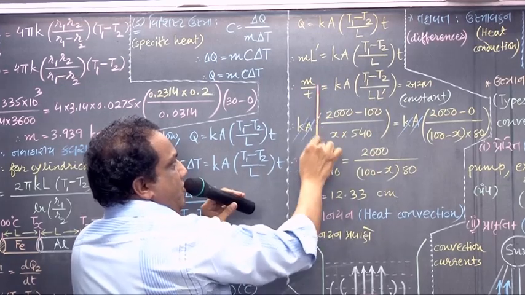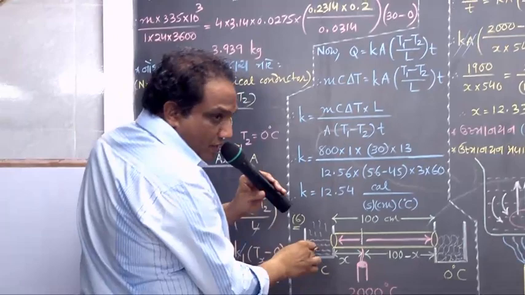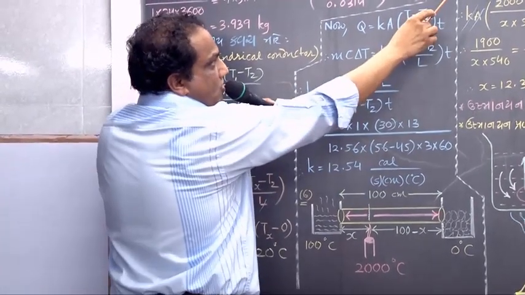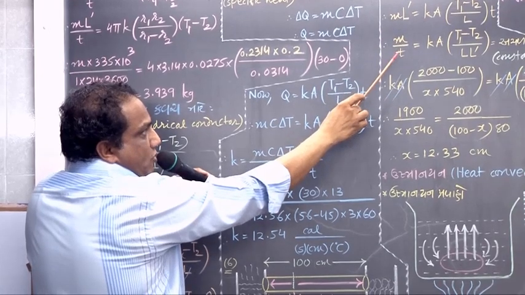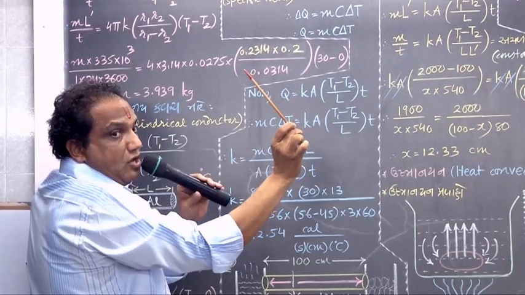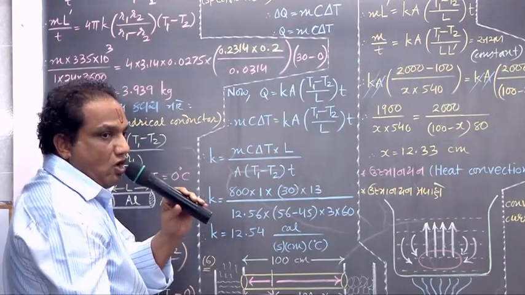What do you mean by m upon t? Here, m upon t means the mass of water getting boiled in 1 second. You can say it is the rate of boiling.